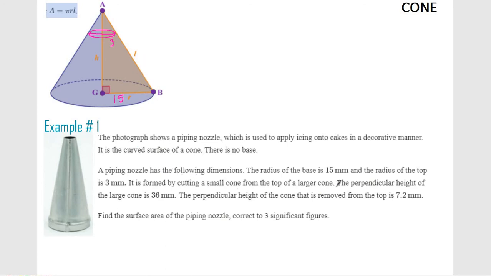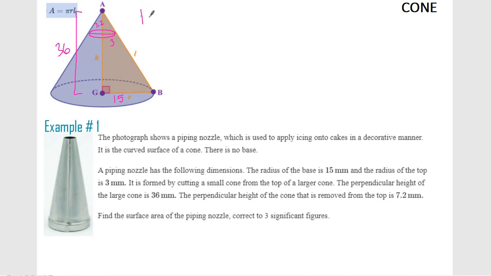Okay, so you have a smaller cone on top of a larger cone. The perpendicular height of the large cone is 36, so the whole height is going to be 36. And the height of the cone that is removed from the top is 7.2. So the part that's removed is only 7.2. So find the surface area of the piping nozzle. So really we've got this whole cone minus the little cone.